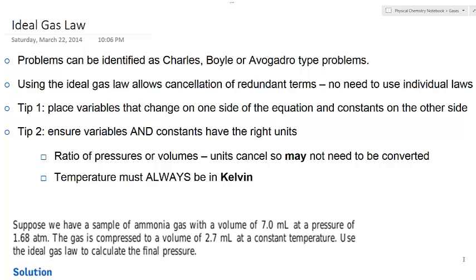So the idea, I'll give you two tips. One, put all the variables on one side of the equation and then constants on the other, and then ensure all your variables and constants have the right units so that in your ratio of pressures or volumes, the units may cancel, and then they don't need to be converted. So sometimes you need to have your pressures and your volumes in the right unit. Other times, if they're in the same units, you can cancel them out. The thing to remember is that the temperature must always be in Kelvin.